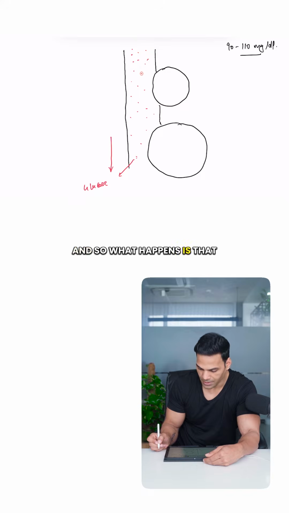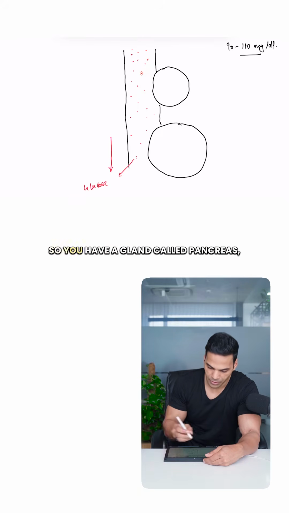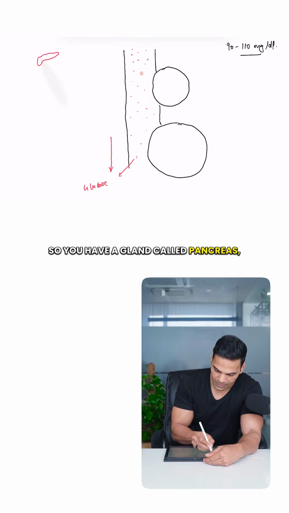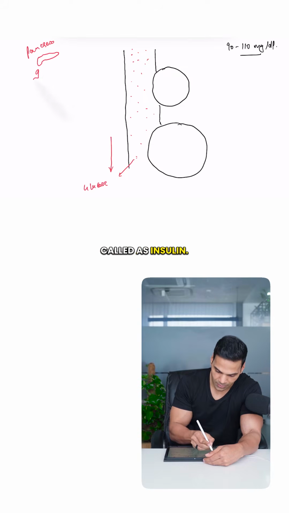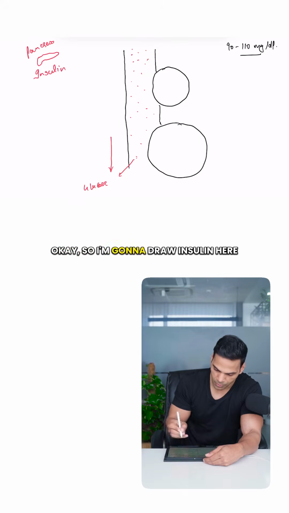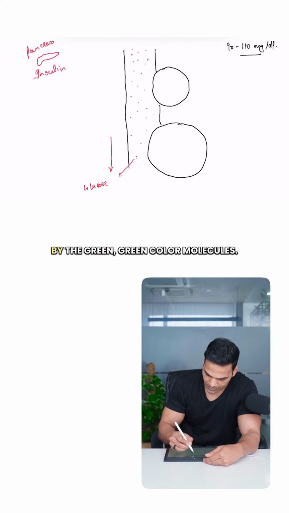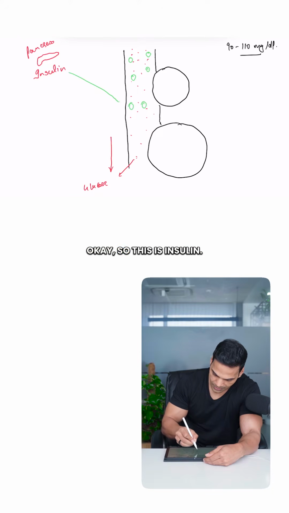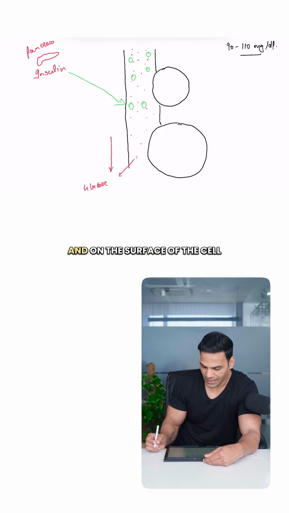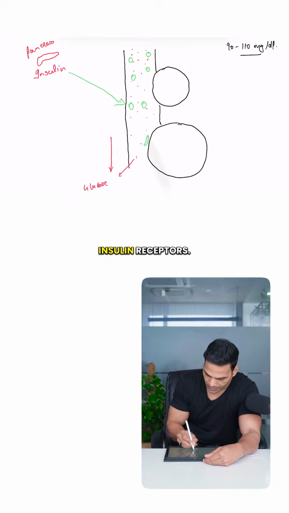And so what happens is that your body has a mechanism. So you have a gland called pancreas, and the pancreas releases something called insulin. Okay, so I'm gonna draw insulin here by the green color molecules. Let's assume that this is insulin. Okay, so this is insulin, and on the surface of the cell you have something called insulin receptors.